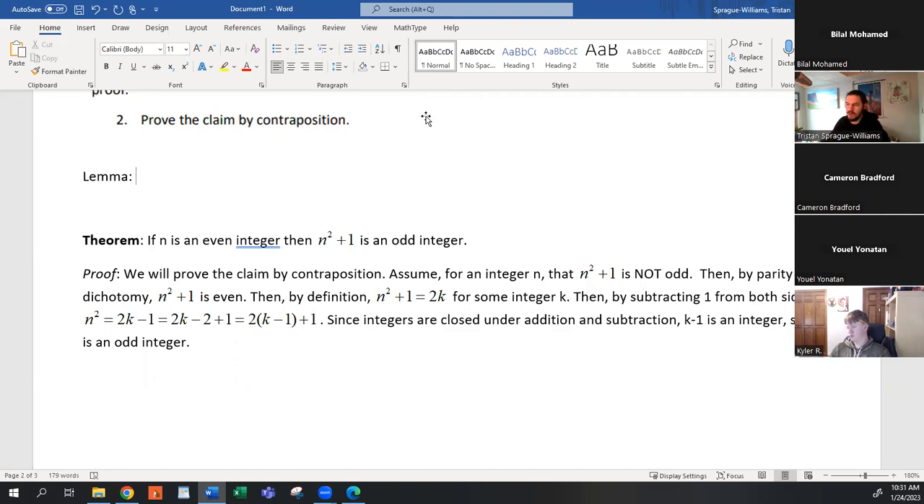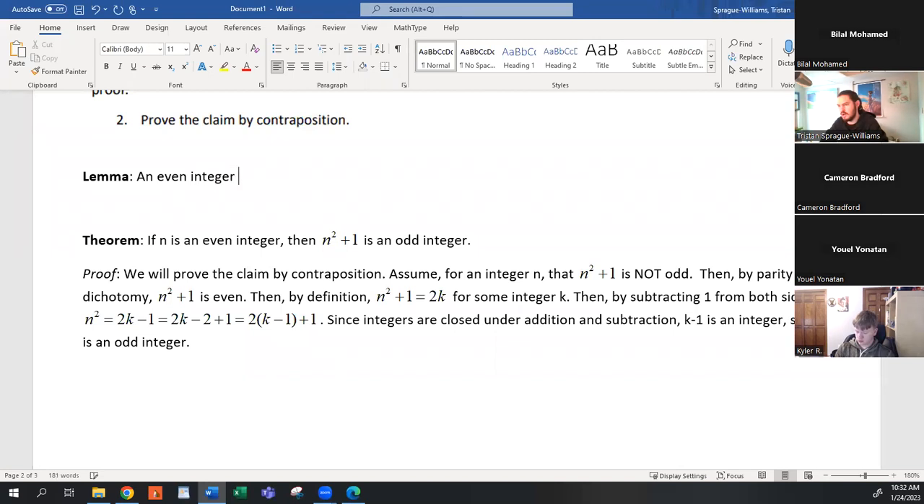A lemma is a word for a little theorem, which might not be as interesting on its own, but it's useful. It's a useful tool for proving the next theorem. Does that kind of make sense? If anything, I think this lemma is more interesting than the theorem. But the point is, we are proving this lemma as a tool so that we can cite it down here.